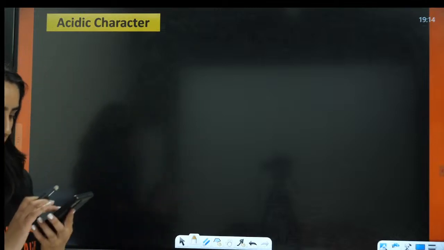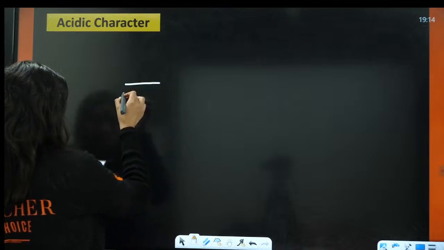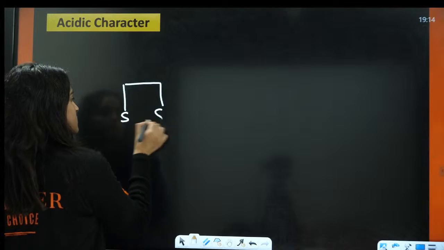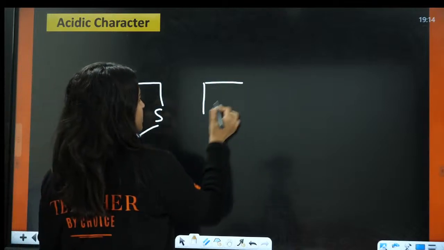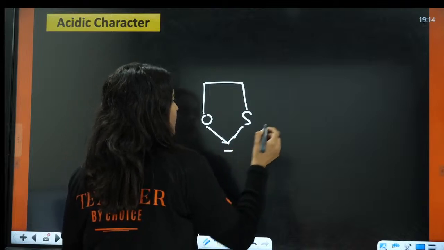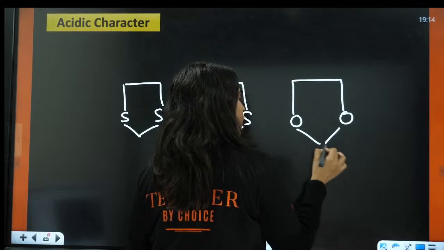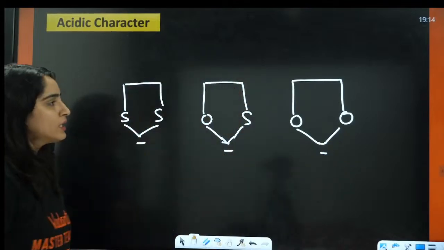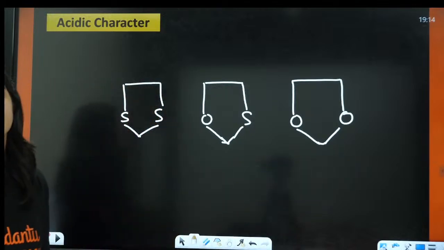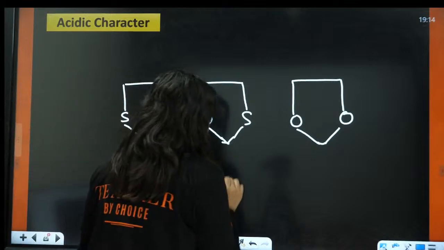Let's do some amazing question here. This is also a very nice question. This is sulfur and this is oxygen, and in both parts you have oxygen. Now tell me, which is more acidic? This is A, this is B, and this is C.